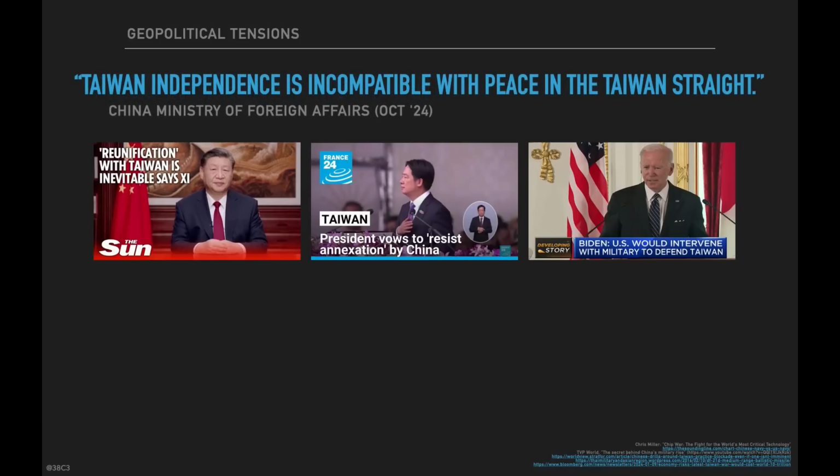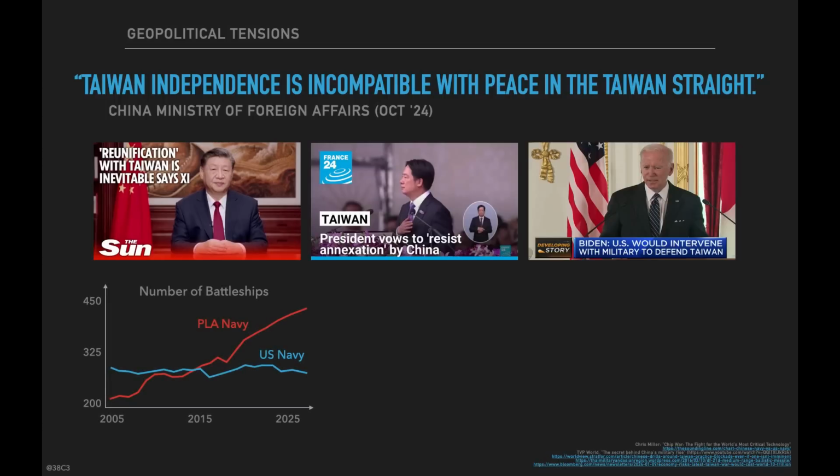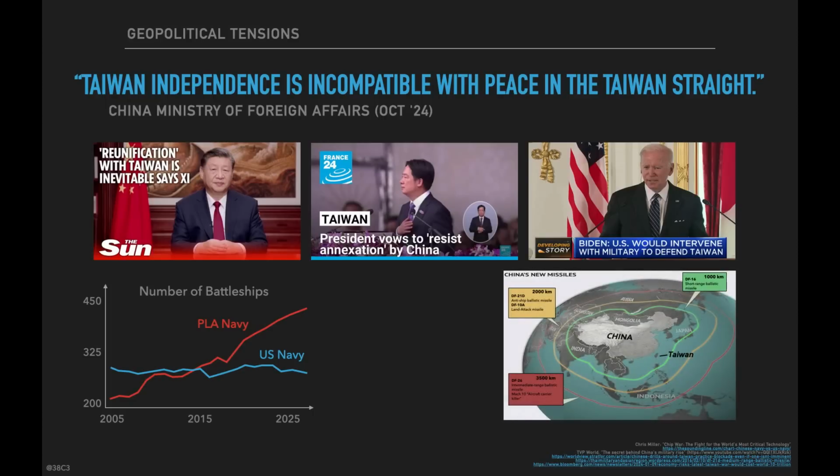The Chinese Ministry of Foreign Affairs just 2 months ago said that Taiwan independence is incompatible with peace in the Taiwan Strait, which is pretty strong words, right? And it's not just words, but it's backed up by significant military power. So the PLA Navy has way surpassed the US Navy, and they have spent a significant amount in their development of ballistic missiles. Especially anti-ship missiles, which are called aircraft carrier killers, with a range of a few thousand kilometers to keep the US Navy out of the Taiwan waters.